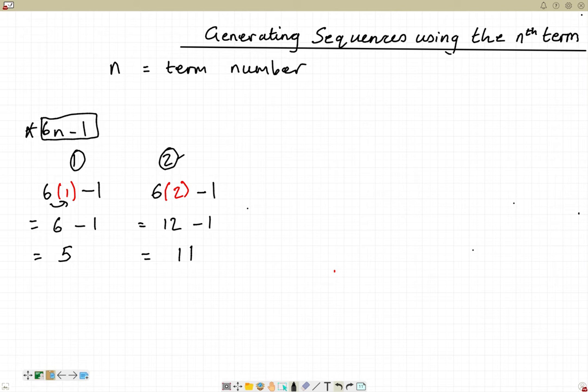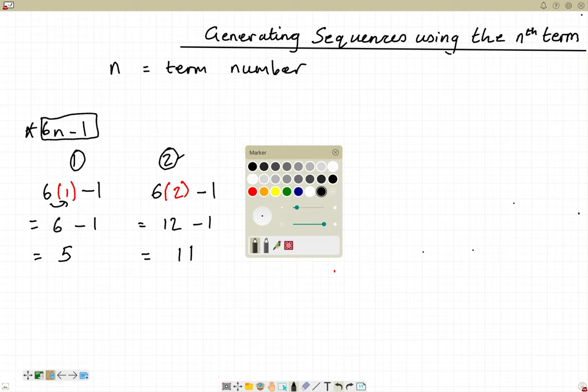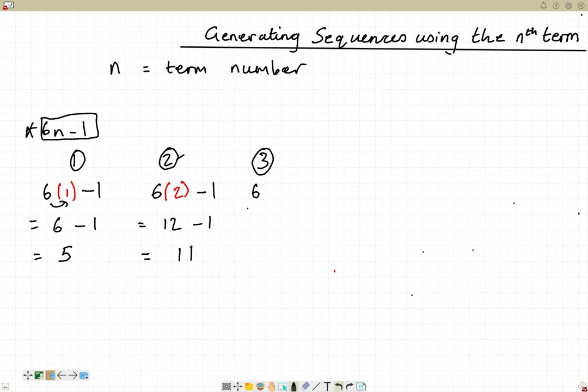Okay, now the third term, I'm going to substitute in 3. So 6 times 3 minus 1. Six times 3 is 18. Take away 1 gives me 17.